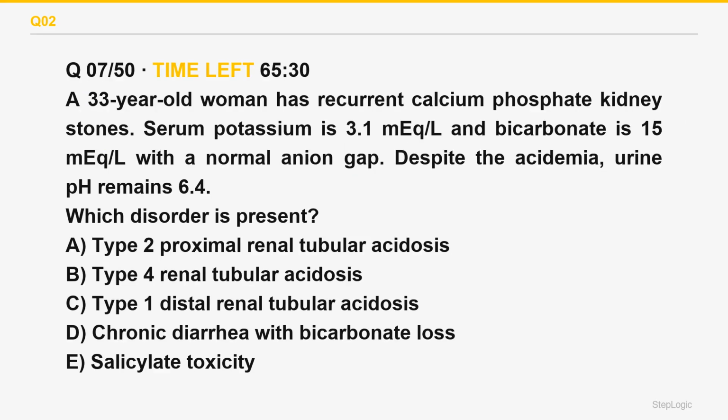Which disorder is present? A 33-year-old woman has recurrent calcium phosphate kidney stones. Serum potassium is 3.1 milliequivalents per liter, and bicarbonate is 15 milliequivalents per liter with a normal anion gap. Despite the acidemia, urine pH remains 6.4. Read the command, which disorder?